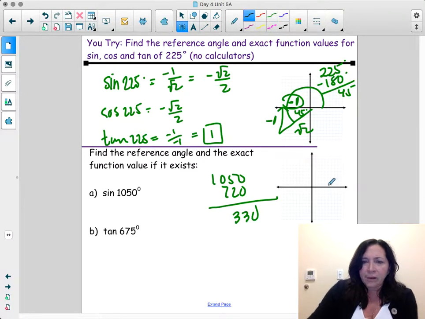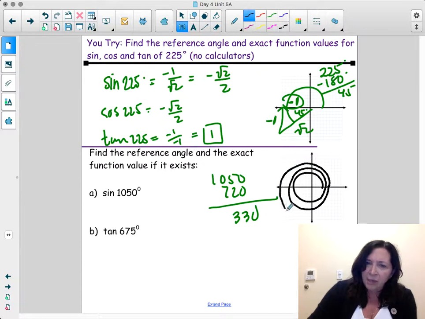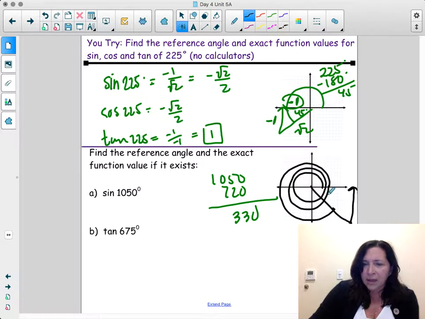So what we did was basically this. We started off here at 0. We went around once, that was 360. We went around twice, that was 720. And then we still have 330 degrees left. So we're going to go past 90, past 180, past 270, here. Here I am. Where am I? I'm at a 30-degree reference, sine of 30 degrees. All students take calculus. Cosine is positive here. That means sine is going to be a half, but it's going to be negative.